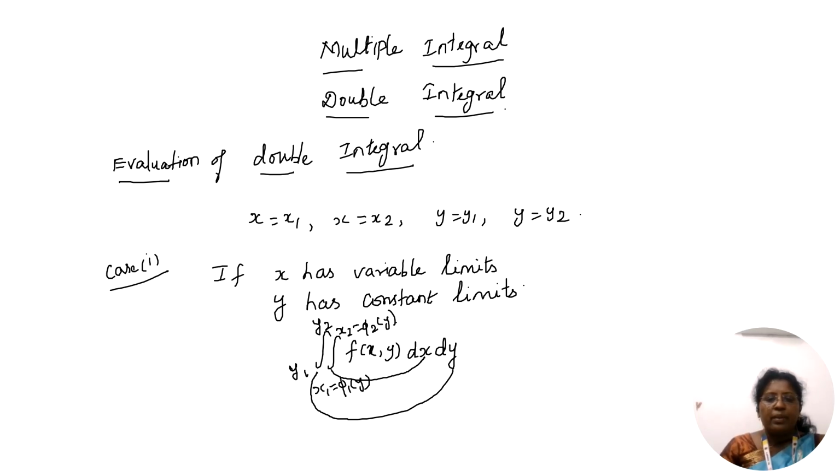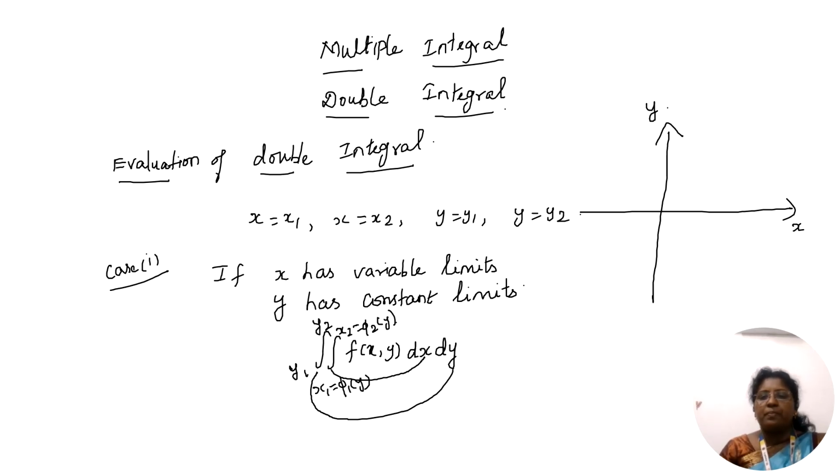Now how to find the limits of the variable limit? How to find the x limit here? Draw this diagram. This is the x-axis and y-axis. To find the x limit, we have to draw a horizontal strip. Take this as phi 1 of y, phi 2 of y. x1 is the lower limit, x2 is the upper limit. So by drawing a horizontal strip, we can find the x limit.